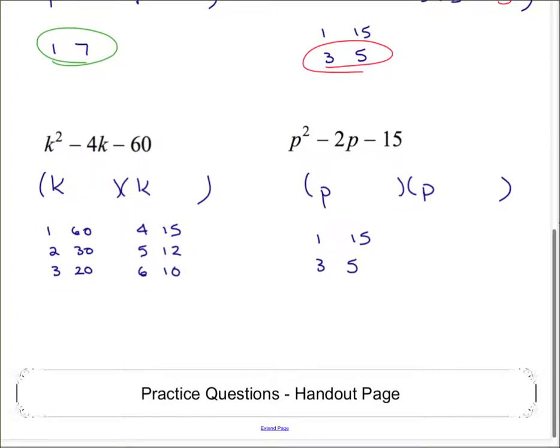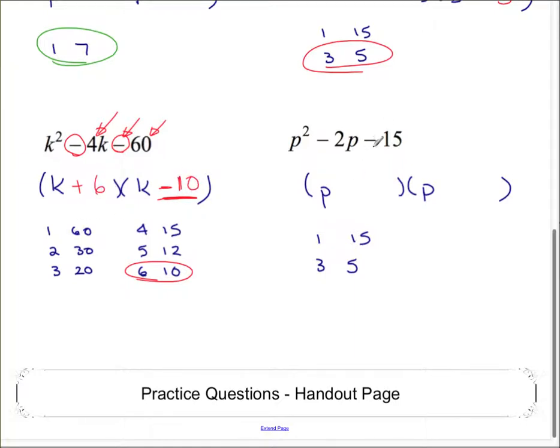Last one. This one's a big one. So there's 6 different possibilities here. And this tells me the signs are different, so we've got one of each. And this tells me where the bigger number goes. So I'm going to put the bigger number with the negative sign. So they multiply to 60, and subtract to 4. So which one of these subtract to 4? There they are, 6 and 10. And I have to put the bigger number in with the negative.